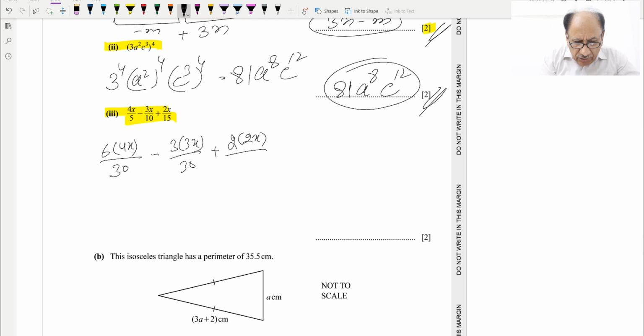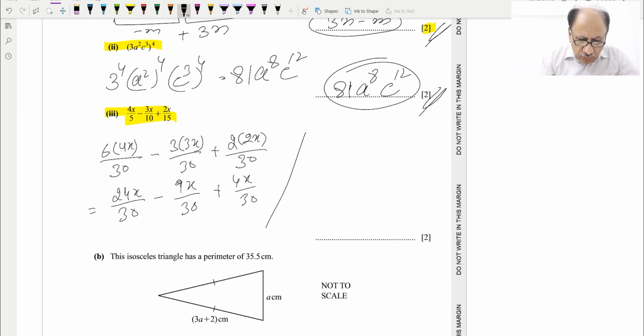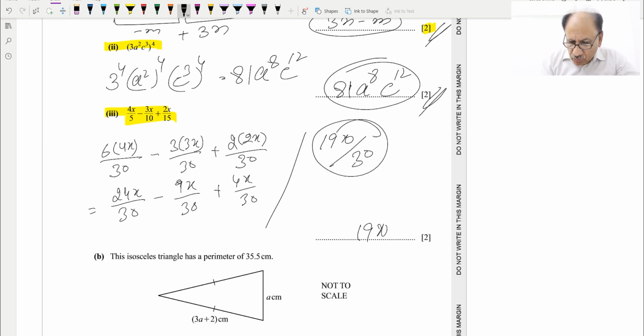So 2 into 2x over this will be 30, and then we can write this as 24x over 30 minus this will be 9x over 30, and plus this will be 4x over 30, which we can simplify. 24 plus 4 will be 28. So 28 minus 9 will be 19. So 19x over 30, this will be our answer. 19x over 30 will be the final answer for 2 marks.